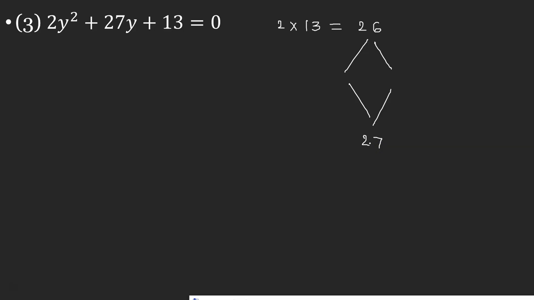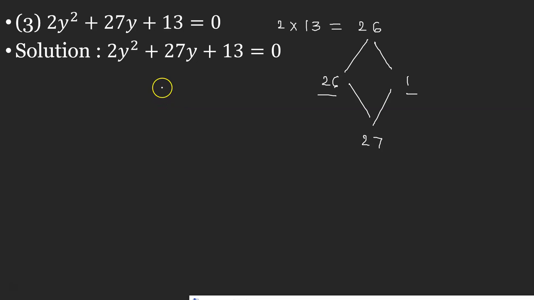So which two numbers are there whose sum should be plus 27 and product should be 26? It's very simple: 26 and 1. 26 into 1 is 26, and 26 plus 1 is 27. Therefore, what are the factors? 26 and 1, that is 26y and 1y. Now see this here.